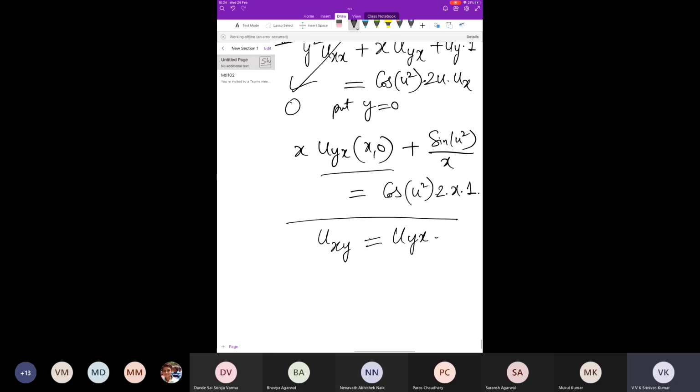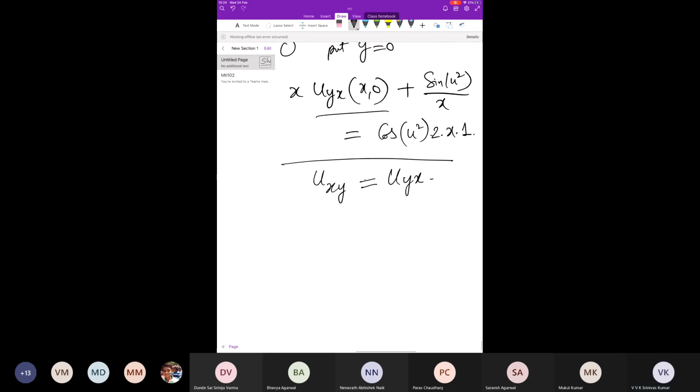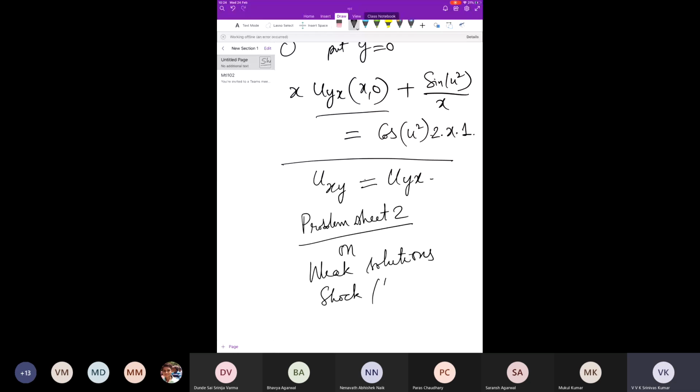Next we'll go to problem sheet 2. This problem sheet 2 is on weak solutions, that is shock, rarefaction or expansion fans.